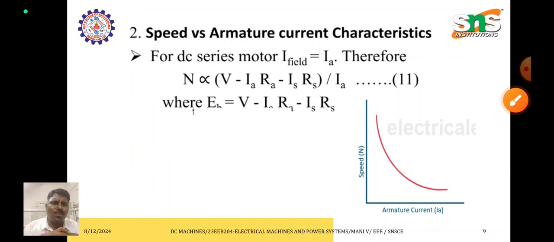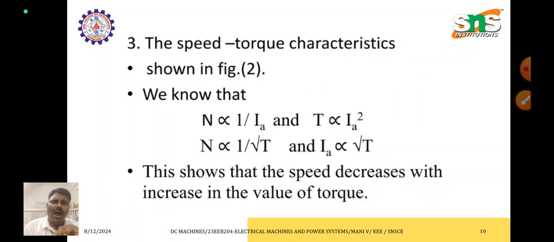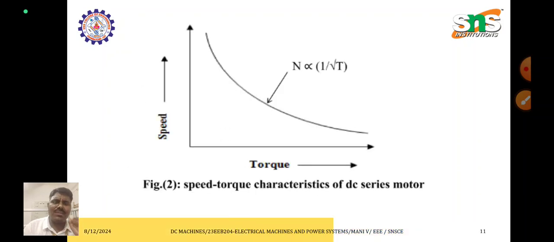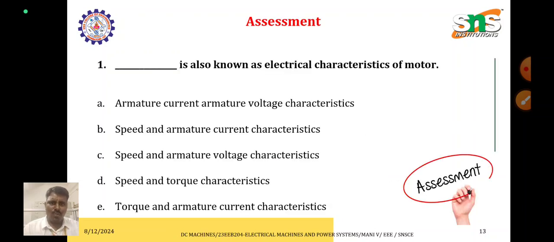And for the speed and armature current characteristics of a series motor, if the load increases, the speed will suddenly decrease. But in a shunt motor, it will be almost constant. In a series motor, if you increase the load by a small amount, the speed will suddenly decrease. And for the speed torque characteristics, it is also similar. If you increase the load, the torque will increase. If the torque increases, the speed will suddenly decrease. And these are the characteristics of DC motor.